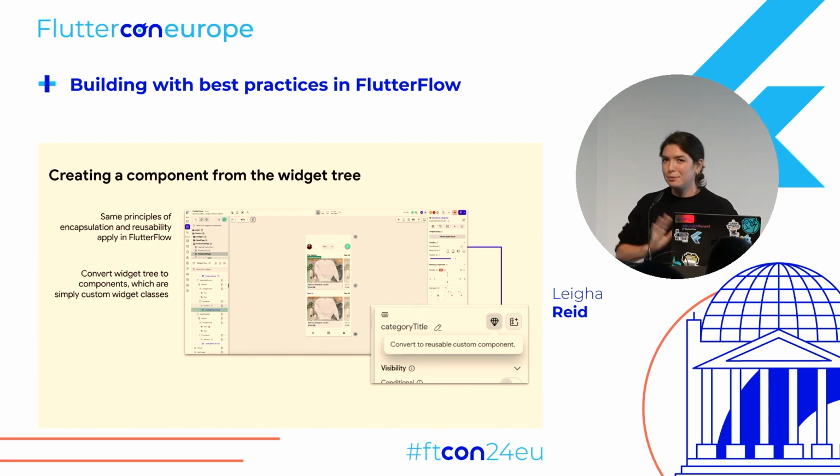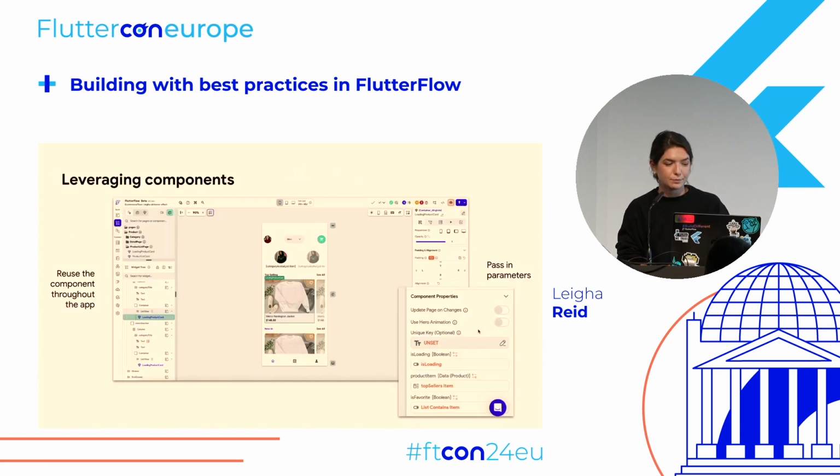Okay, so I tried to breeze by that pretty quickly because I want to talk more about components. So again, my goal is to convince you to use components because components will help you use those same principles of encapsulation and reusability that you would want to have when writing code. So a component is again just my own widget class, and from the widget tree in the page selector, I can just go ahead and click that diamond button on the right-hand side to create a custom component. And now I can leverage this component anywhere I want to use it throughout my app.